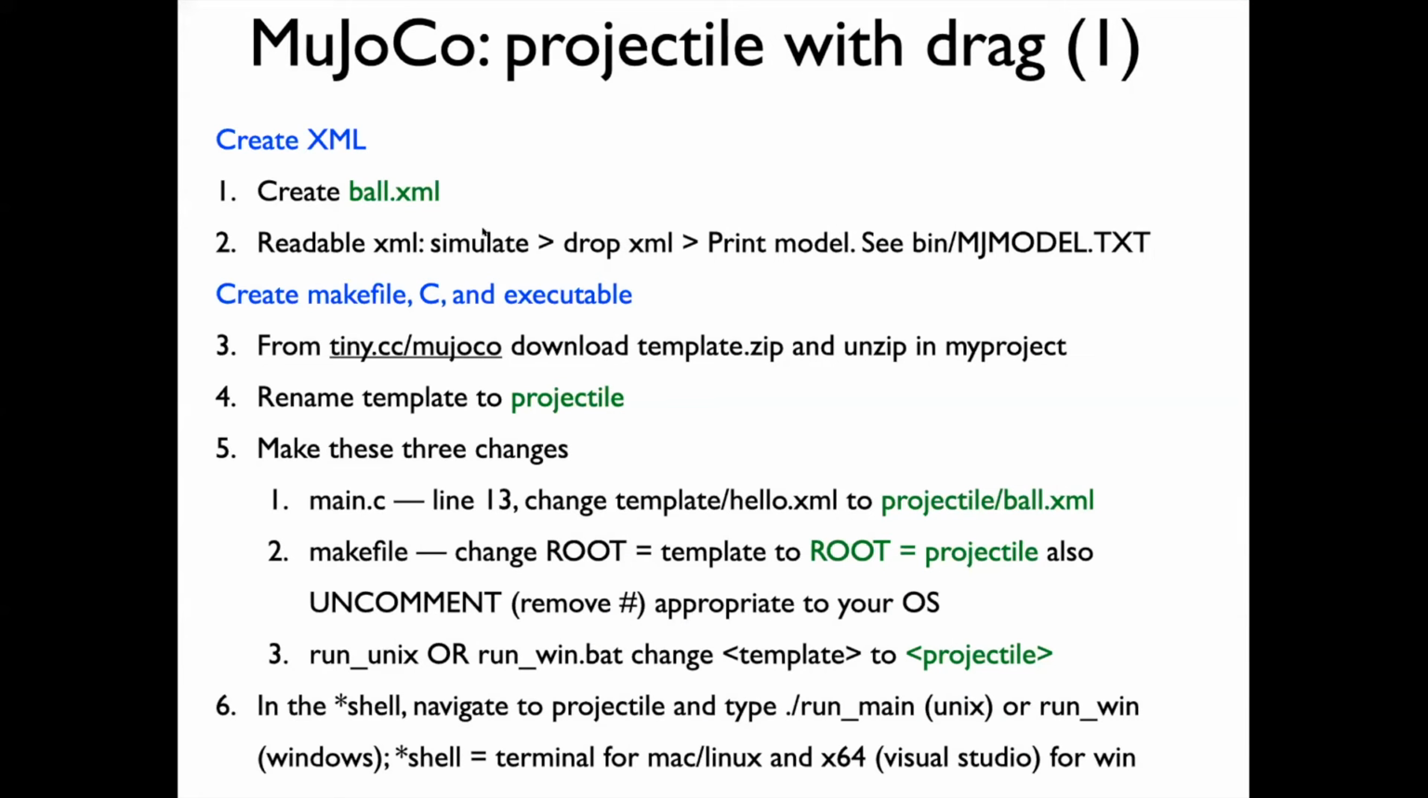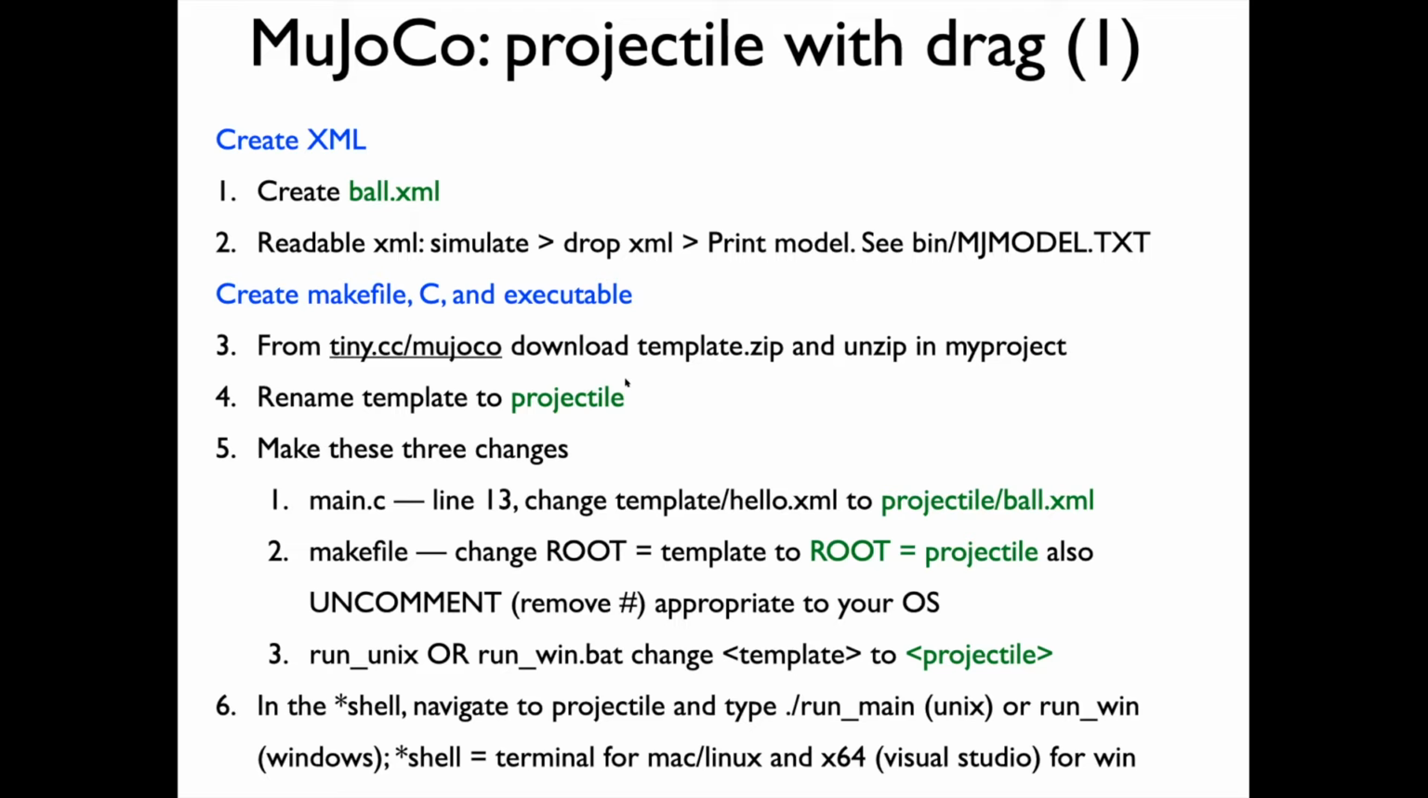Okay, so we did step 2, but wait, there was something else which I wanted to show you. Actually, let's delay that till later. There is a way in which you can view that XML file in a much easier way by doing print model within simulate. But let's do that later, because we need it when we write the C file. Okay, so the next step is to create the makefile, write a C file, and create the executable.